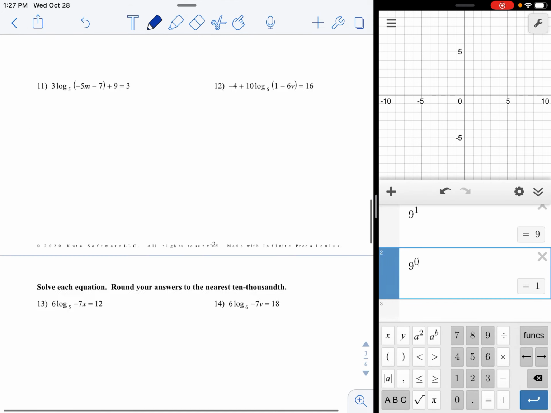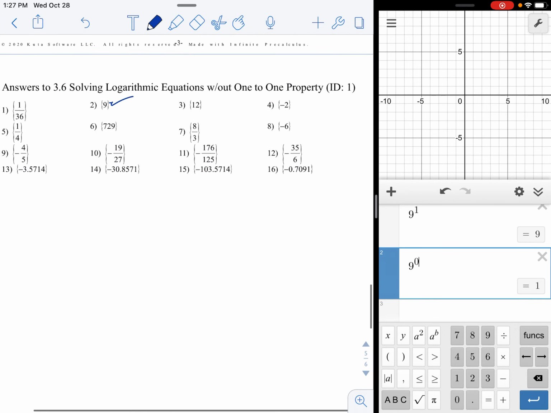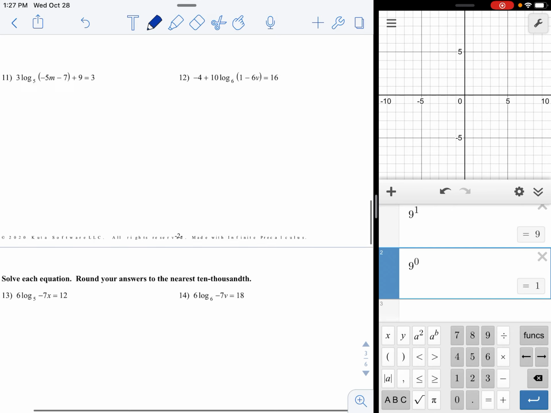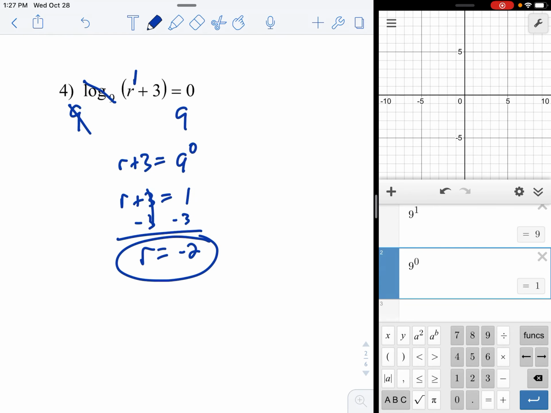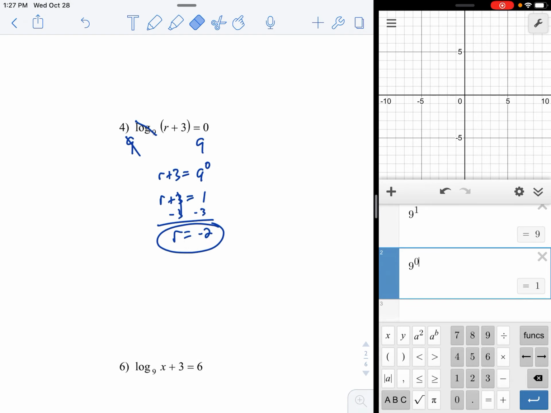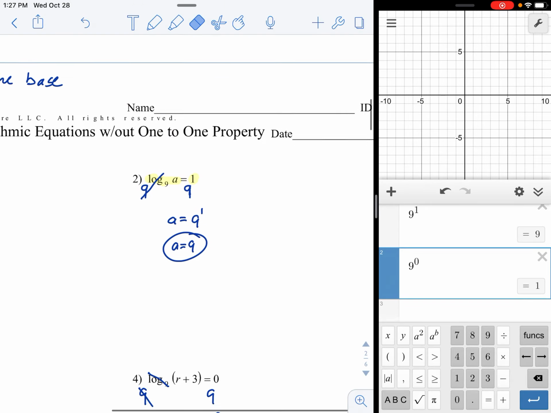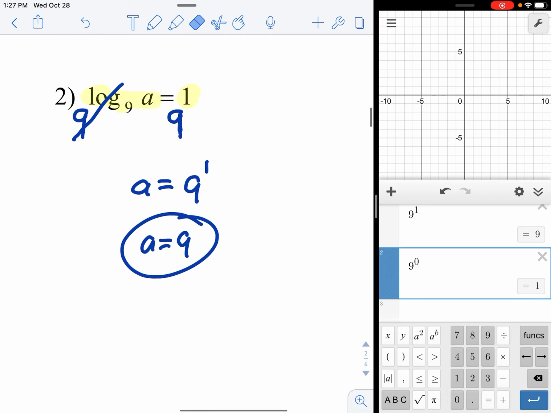Let's check number 4 and see. And there it is. Now remember, we talked about logging a negative number is undefined, but keep in mind, if we were to plug this back in, negative 2 plus 3 gives you positive 1. So we're not violating any rules here. You can still log a positive number. All right, so to cancel out a logarithm, you drop the base. Whatever, oops, didn't mean to do that.